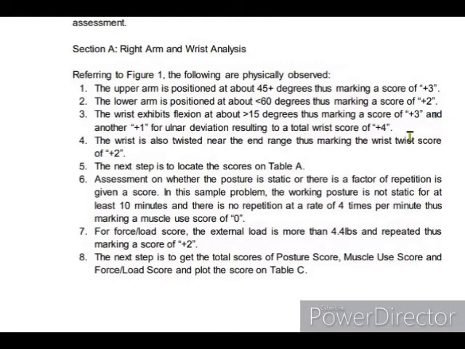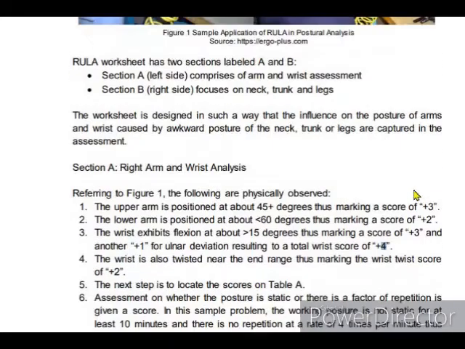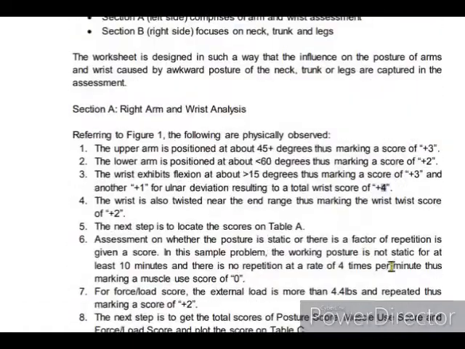Ito pa. And another +1 for ulnar deviation resulting to a total wrist score of 4. So, dumagdag siya, guys. Ano yung 4 ulit? 4 ay low risk. So, low risk pa rin siya. Okay? Ano ibig sabihin ng ulnar deviation? Pag sinabi mo, guys, na ulnar, yun yung relative doon sa forearm. Okay? Sabihin sa kamao. O sa palad. Okay? So, na-bend yung wrist, tapos may deviation pa sa palad.